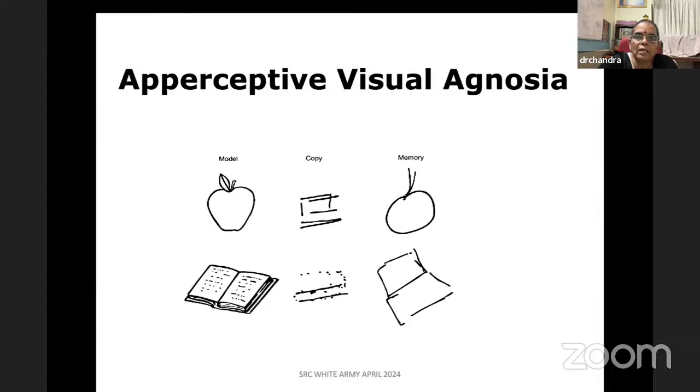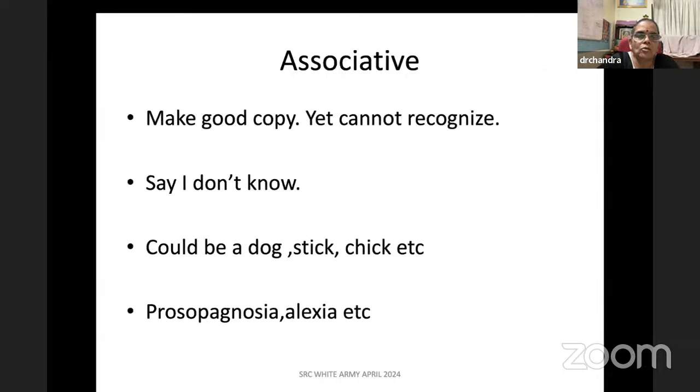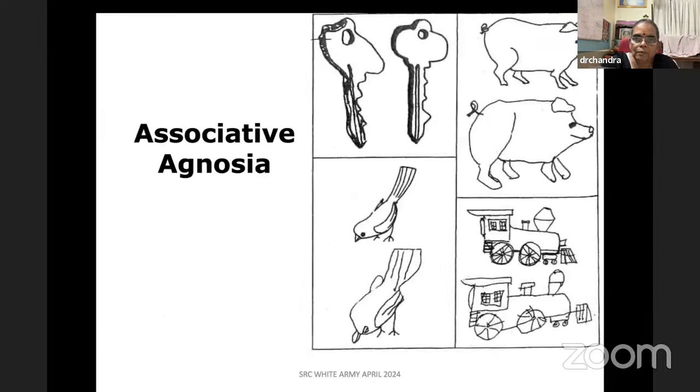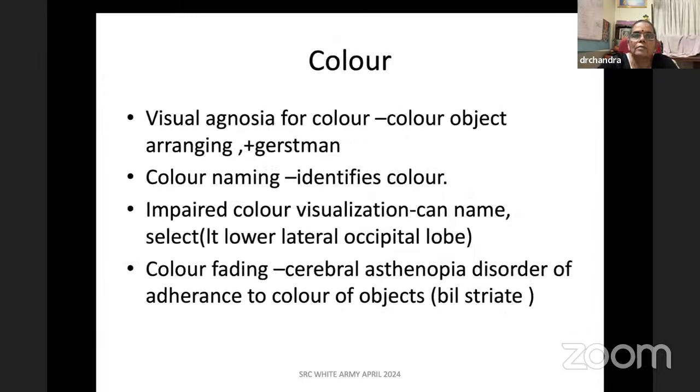And so, like this, an apperceptive visual agnosia patient cannot copy. He can draw from memory. He cannot copy an apple, but he can draw from memory. He cannot copy a book, he can draw from memory. Associative can copy, but cannot recognize. He can copy, but he cannot recognize.